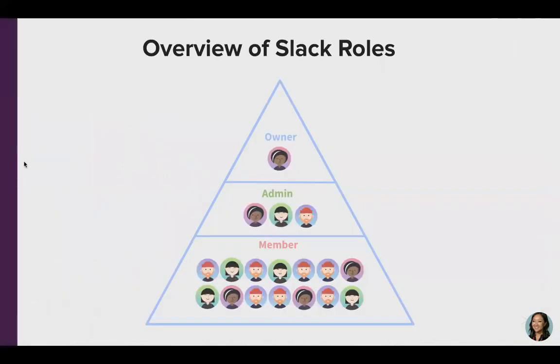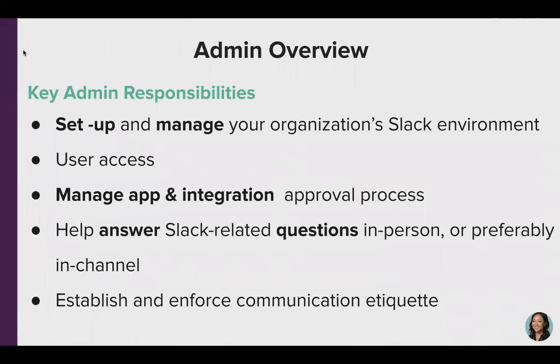So here's a helpful visual highlighting the three primary roles within Slack. We have members, admins, and owners. Each of these roles have different permissions within Slack, and I'll dive deeper into admin-specific permissions in just a little bit. But before that, let's quickly review what the role of the admin is. So admins have different levels of permissions within Slack, and the role of the admin is really to assist with maintaining policy, process, and settings within your Slack workspace.